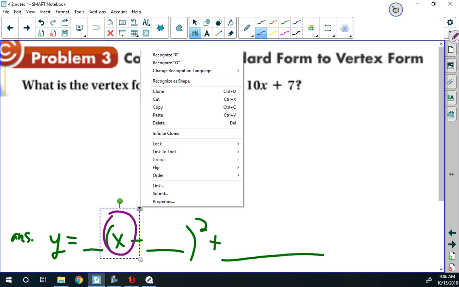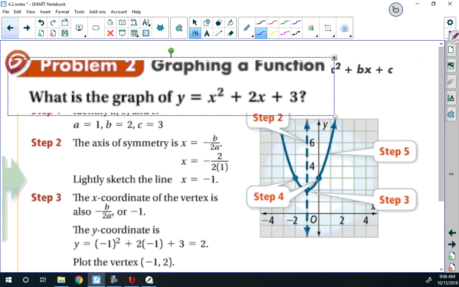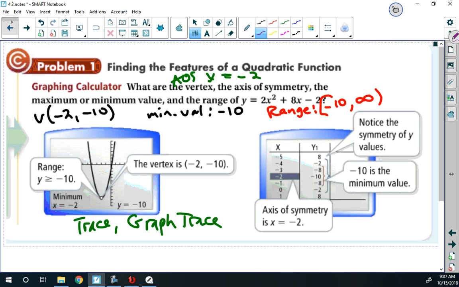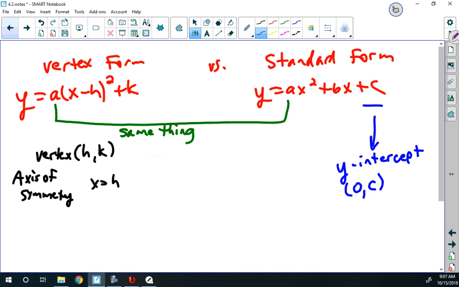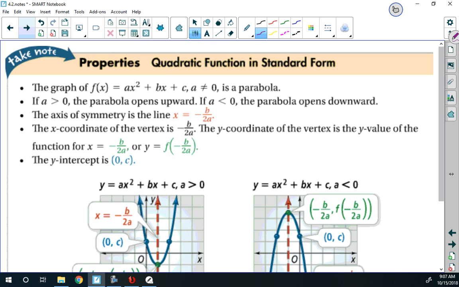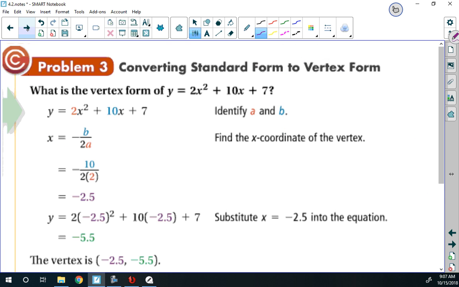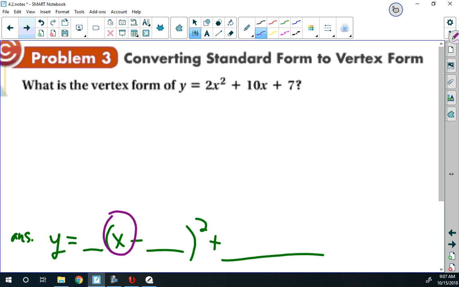Remember when we said earlier that our a value is the same thing in both forms? Remember when we said this? So we can actually fill in that first blank without doing any work. So we know our a value is going to be what? 2. Well, that was easy.